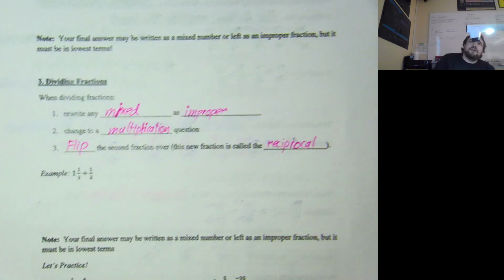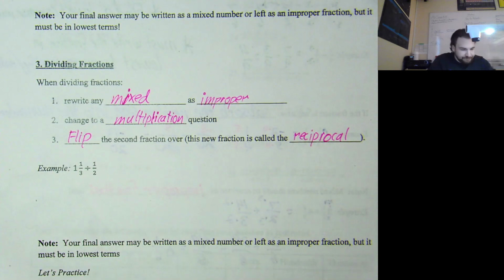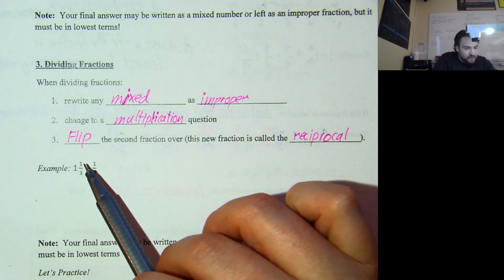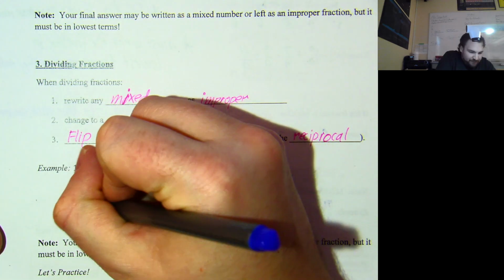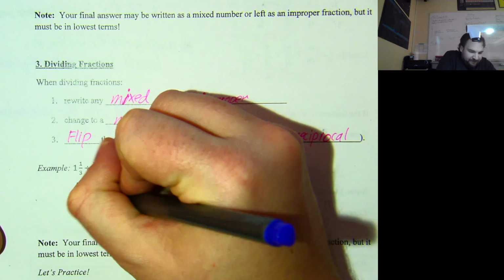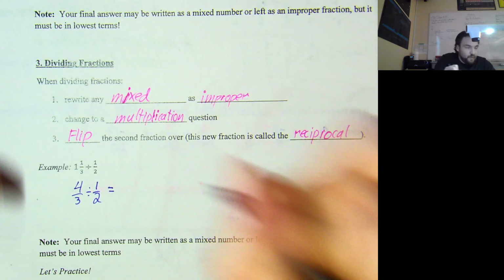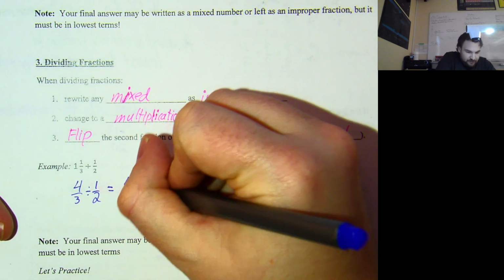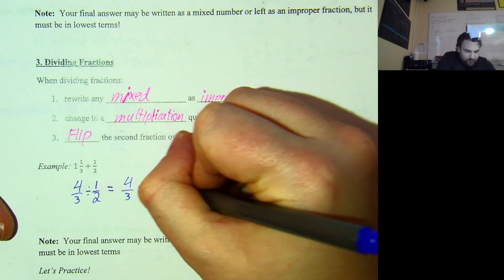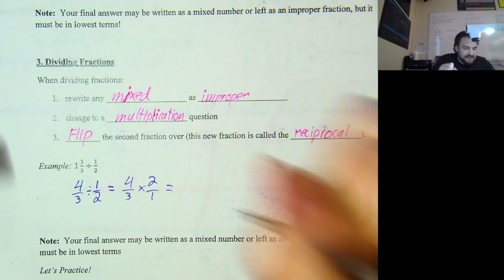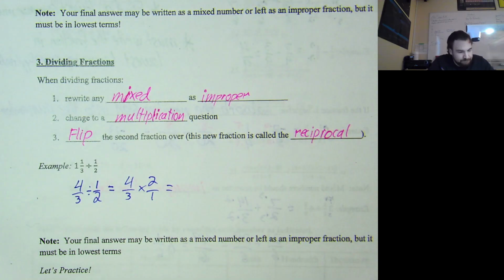I've got 1 1/3 divided by 1/2. So I want to make this thing improper. 3 times 1 is 3 plus 1 is 4. It's going to be 4/3 divided by 1/2. Well, this is the same thing as what? 4/3 times 2 over 1. And now I just multiply these things. What is 4/3 times 2? 8 over 3.